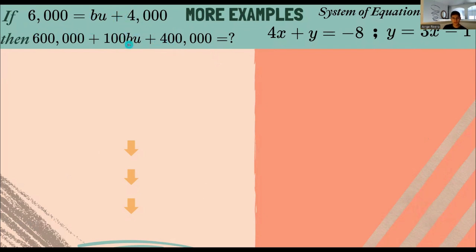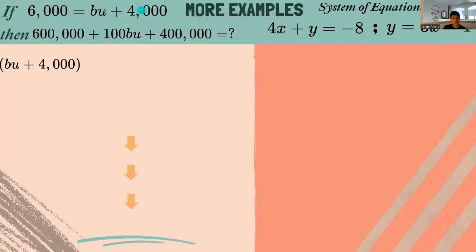So what we need to do is look at the similarities when we collect these things. And I don't know if you guys notice, we have this equation, right? Which is also going to be equal to 6,000. And so if we multiply this equation by 100, then that's going to be equal to 100 BU plus 400,000. That should be another zero. But you see here, we have this equation, right? Which is equal to 6,000, right? And so that's just going to be equal to this.